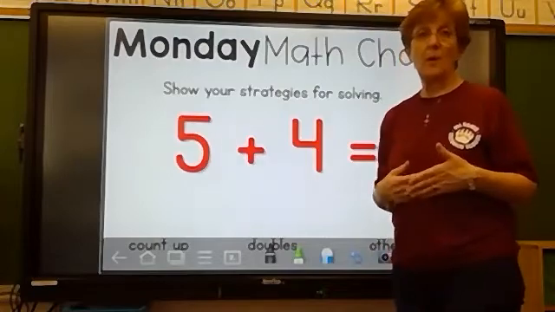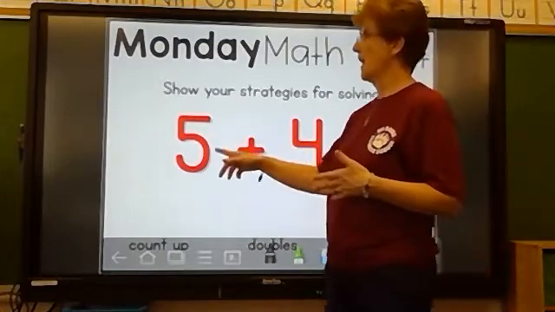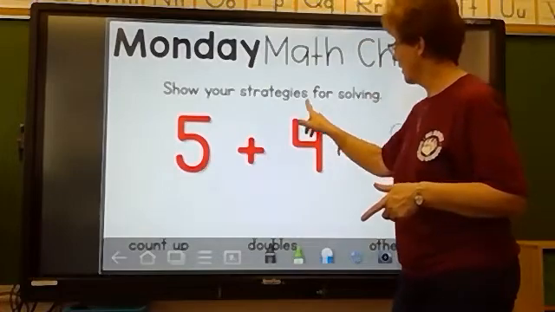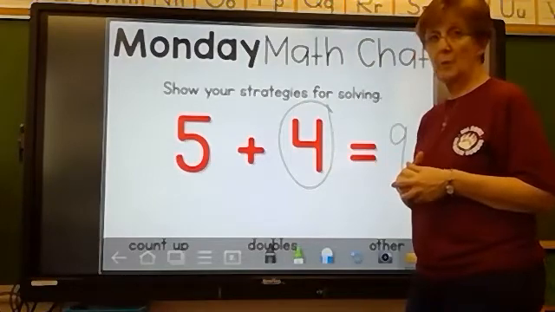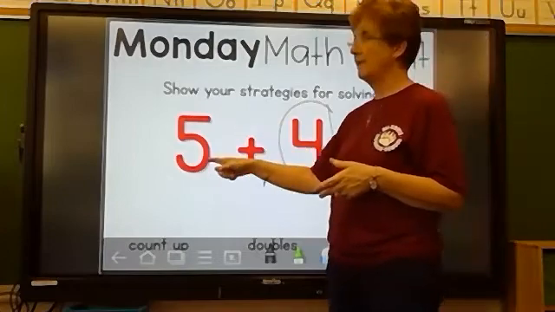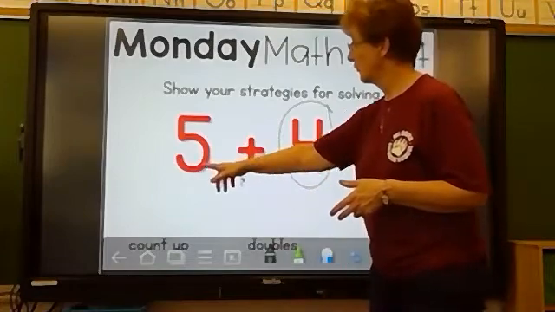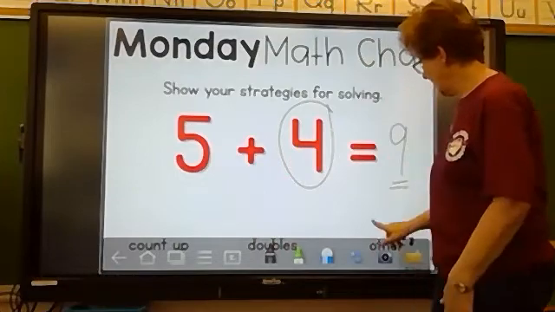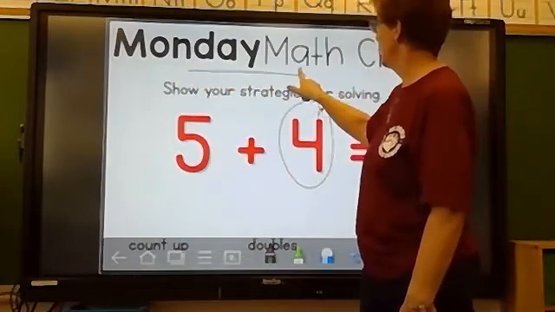And remember, when you use the double strategy, which number do you start with? The higher number or the lower number? That's right. You always start with the lower number and double that. Okay? So 4 plus 4 equals 8. Very good. And 5 is 1 more. So 1 more than 8 is 9. So 5 plus 4 equals 9. Same answer.